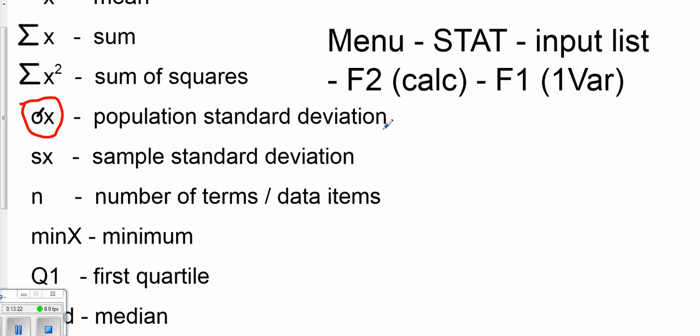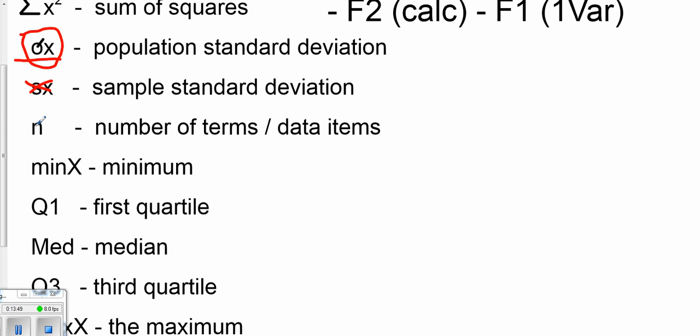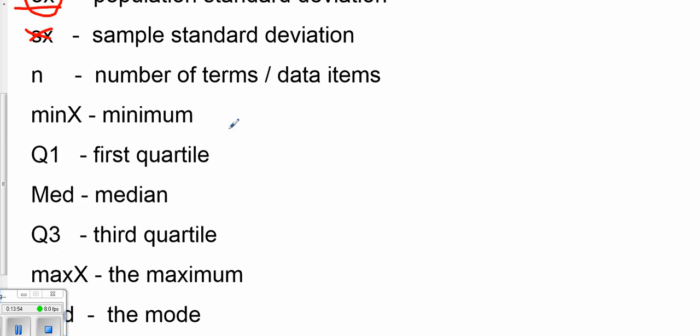Now, the population standard deviation is what we're looking for. It has the lowercase sigma with an x. This is just going to be the overall standard deviation of all of our data, looking at the ones that we were given. The sample standard deviation just has to do with the numbers we were looking at. So that's not going to help us as much. We don't want that. We want the overall population standard deviation. So always use this sigma x. The n tells you, of course, how many data items there were, the number of things you plugged in.